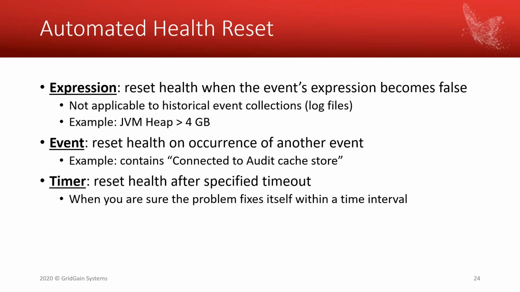Another type of automated reset is a reset on timer. For some systems, you know for sure that they become unavailable, but you also know for sure that they will become available after some predefined time interval. In this case, you can specify for an event to automatically reset itself back to normal after some predefined timeout.